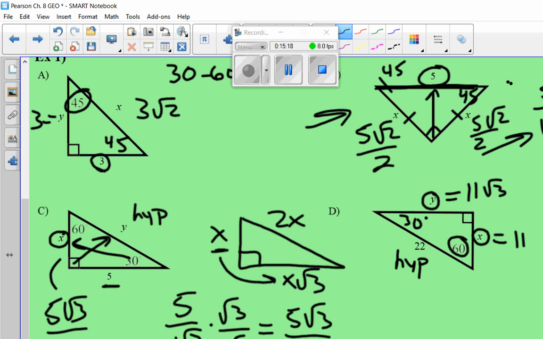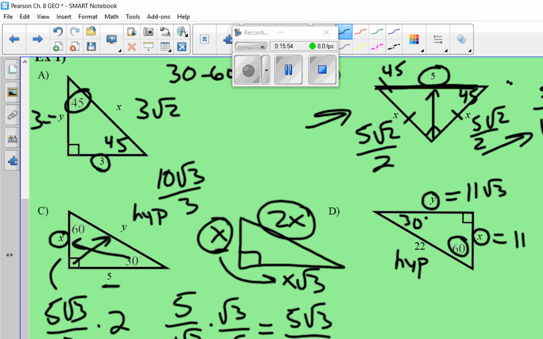Okay, now I use the short leg to get the hypotenuse. If you got the short leg, I'm going to multiply it by 2 to get the hypotenuse. So I'm multiplying this by 2, and that's going to get me 10 square root of 3 over 3, okay, for the hypotenuse.